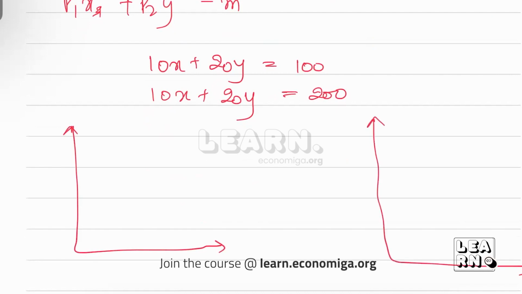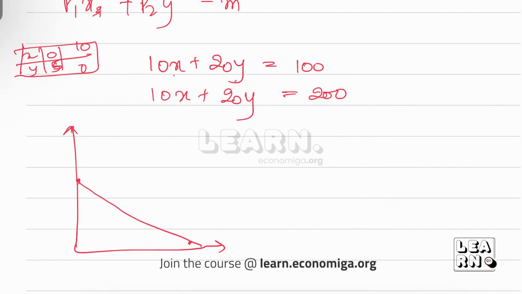I've told you how to plot a line. You draw a graph like this. First case, you take when x is equal to 0, what will be y? When y is equal to 0, what will be x? So when x is 0, y is 5, and when y is 0, x is 10, right? You get this budget line. I'll make it in the same graph so it's easier to understand.